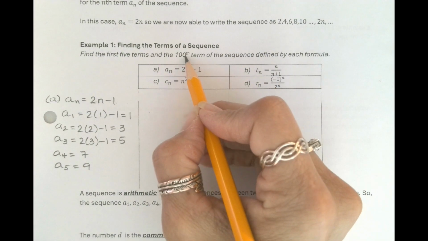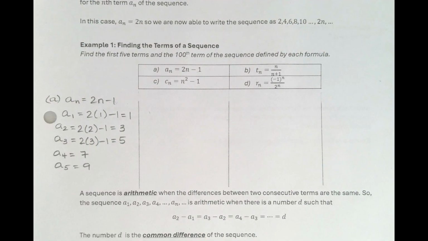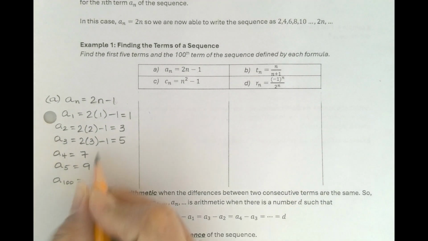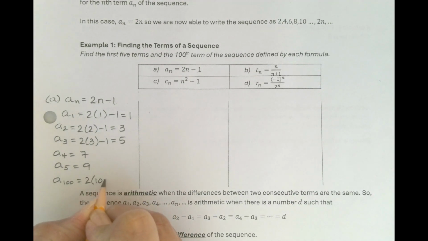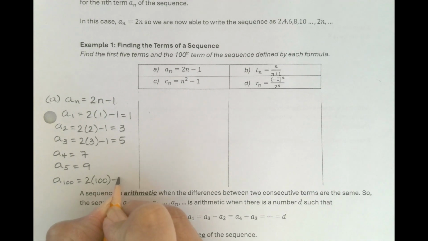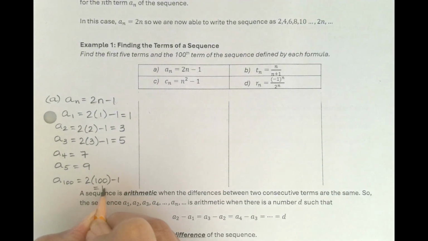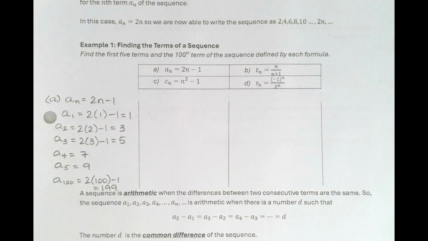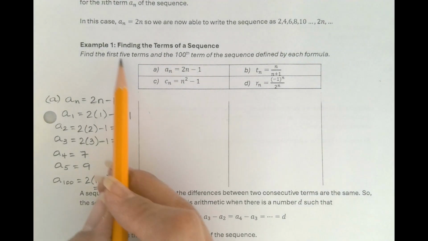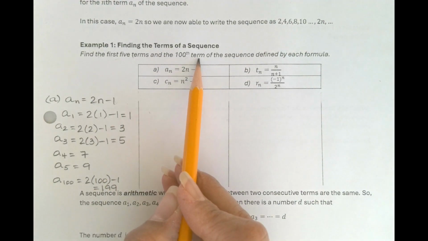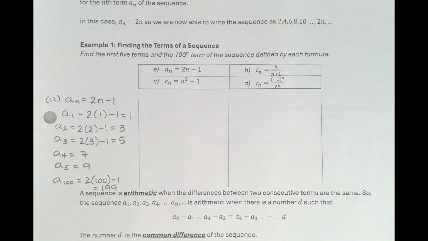If I had to find the 100th term, I'm not going to just continue finding every single term until I get the 100th term. That would be quite inefficient. So I will just go straight to the term that is being requested, and I substitute that value into the equation, and 200 minus 1 is 199. So take a moment, pause the video, and I would like you to work B, C, and D, find those values for the first 5 terms, and then skip over to the 100th term and give me that. Pause the video now.